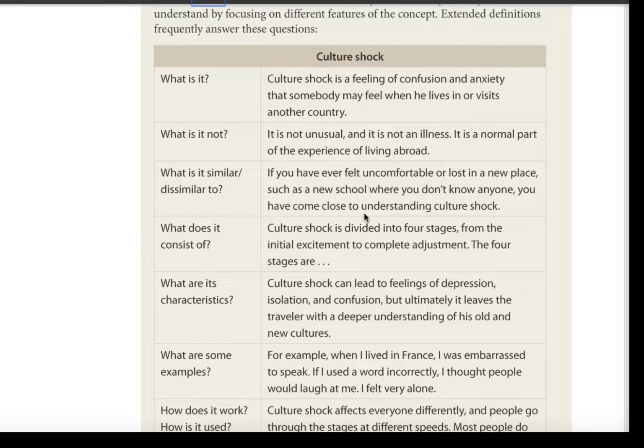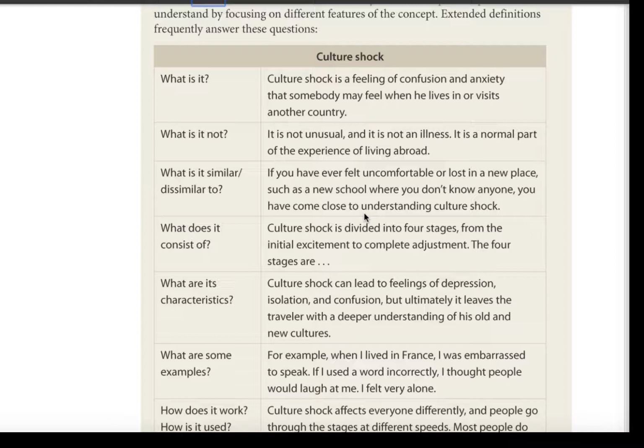And then we want to draw a comparison of this word culture shock to some other kind of experience. So it asks the question, what is it similar to, or what is it not similar to? What it says is, if you have ever felt uncomfortable or lost in a new place, like if you were in a new school or a new job and you don't know anyone, you have come close to understanding what culture shock is. So in this example, they've drawn a parallel: it's like feeling lost in a new city, or lost on your job or in a new school. It's that same kind of feeling.